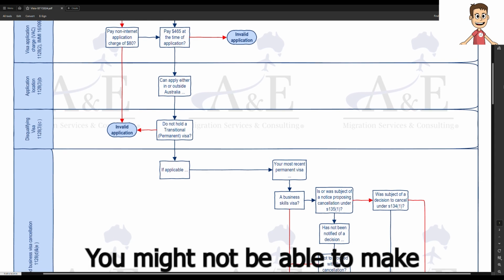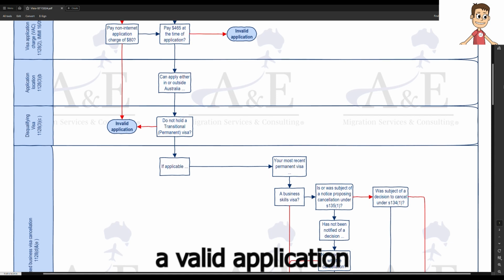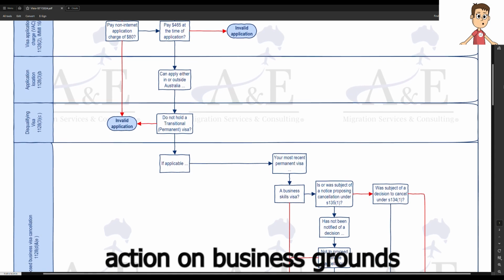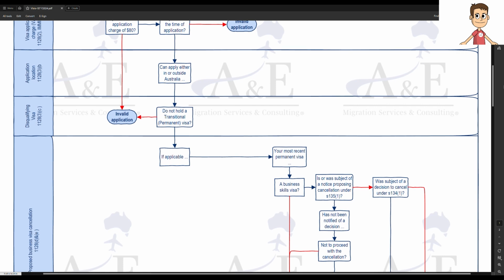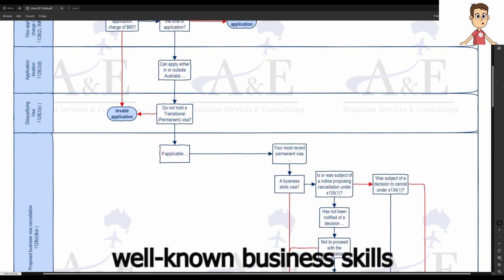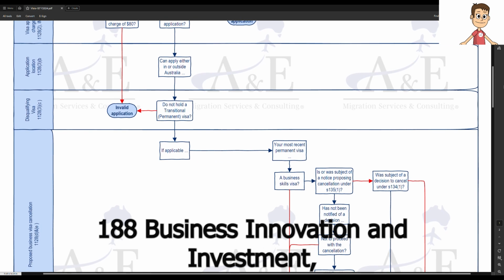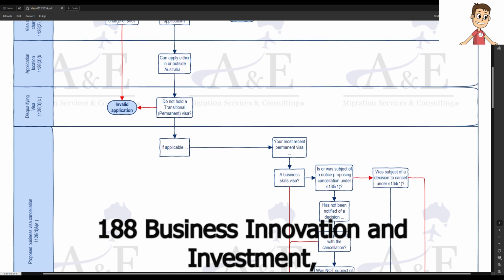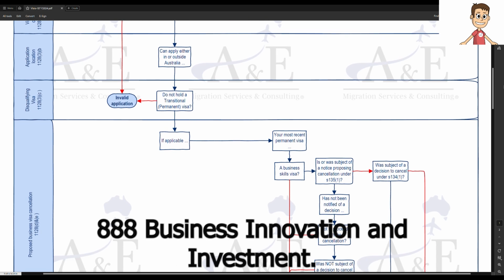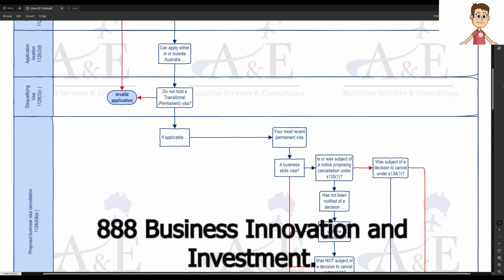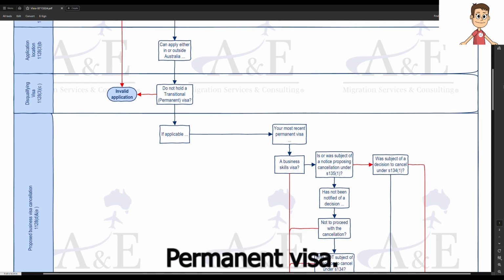You might not be able to make a valid application if you have cancellation action on business grounds for your business skills visa. 2 of the more well-known business skills visas are Subclass 188 Business Innovation and Investment Provisional Visa and Subclass 888 Business Innovation and Investment Permanent Visa.